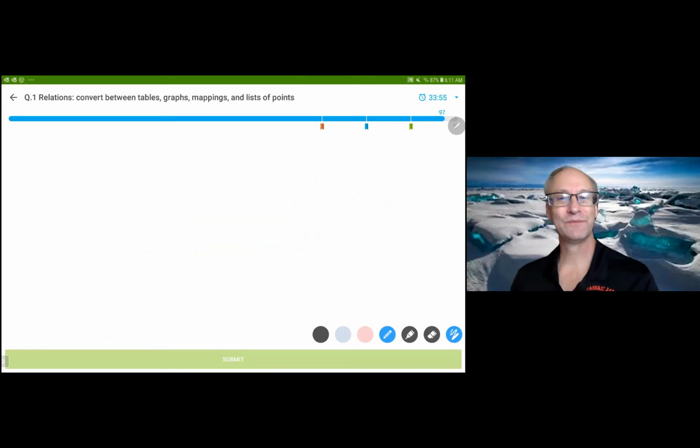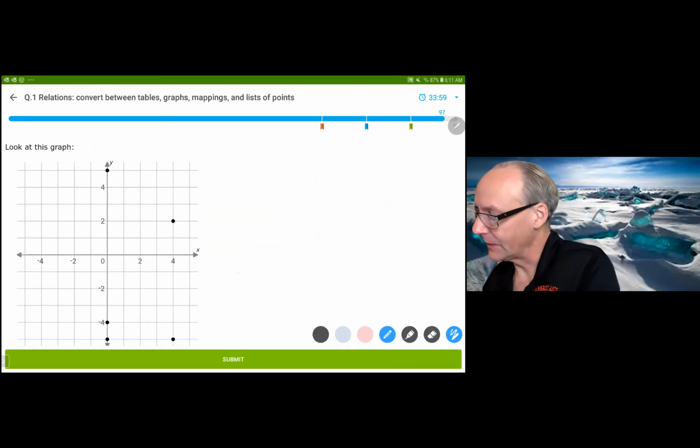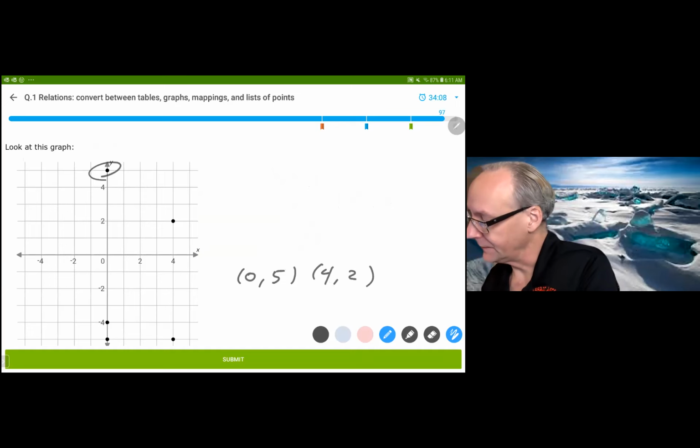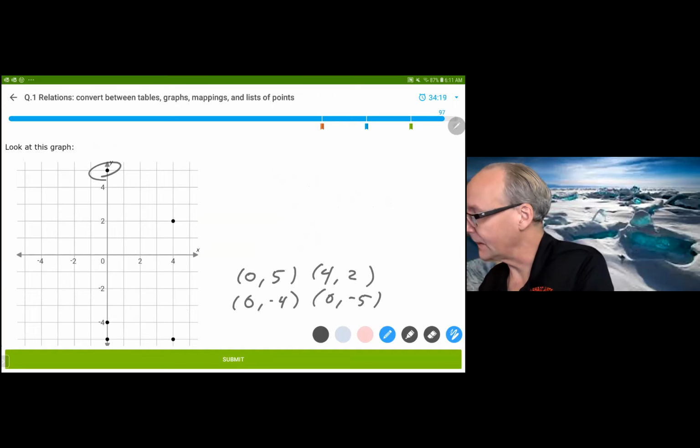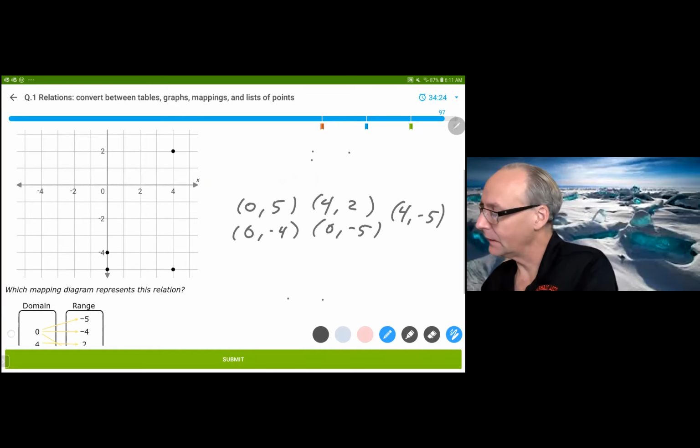And we're getting there. Okay, so I'm just going to go ahead and write down my points. I see a 0, 5 up there at the top. It's right there. I see a 4, 2. I see a 0, -4. I see a 0, -5. That's these two guys right there at the bottom. And I see a 4, -5. I think that's all of them. Make sure I've got only 5 points, I think. Oh, it was an easy one.